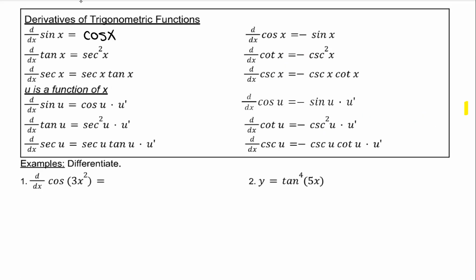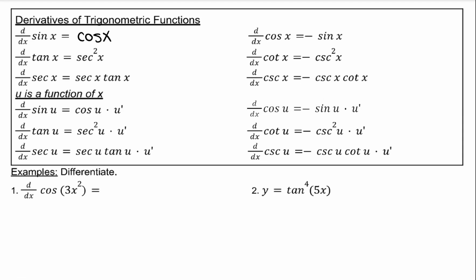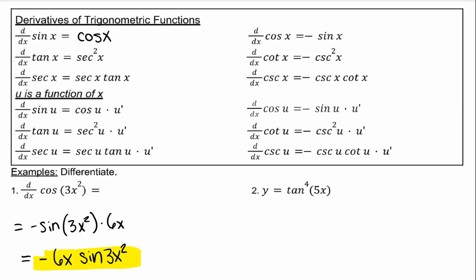We learned these derivatives in Unit 3, so just as a reminder, here are your trig derivatives. The derivative of cosine u is negative sine u, u prime. So our derivative is negative 6x times sine 3x squared.